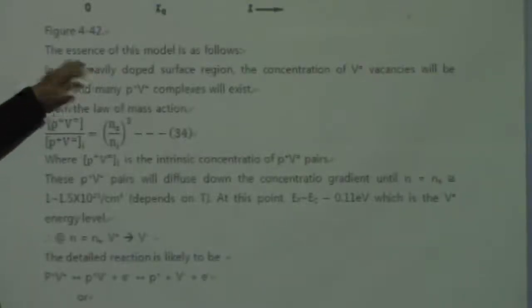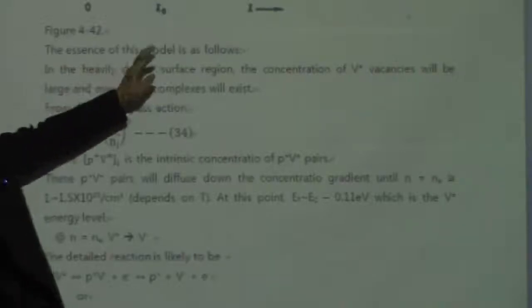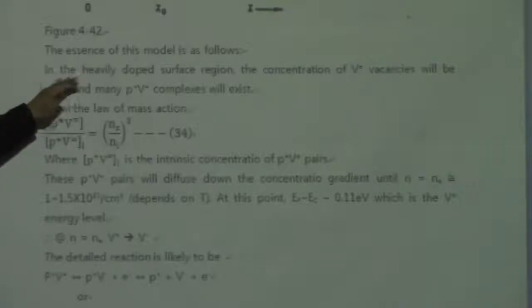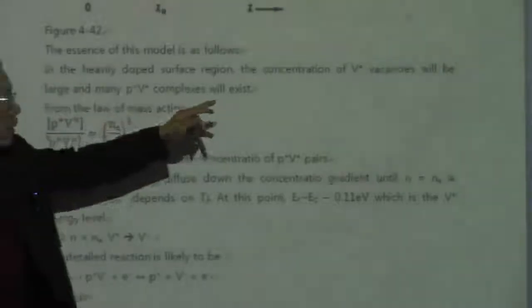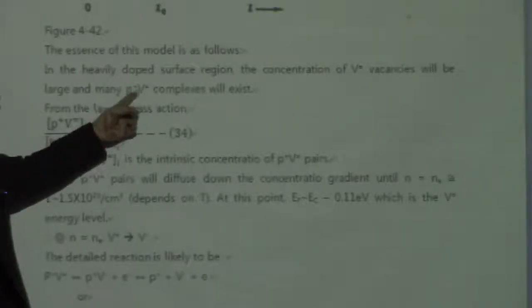Now let's just read this. The essence of this model, meaning Fair's paper: in heavily doped regions, the concentration of doubly negatively charged vacancies will be large, and P plus and V double minus complexes will exist. Okay?